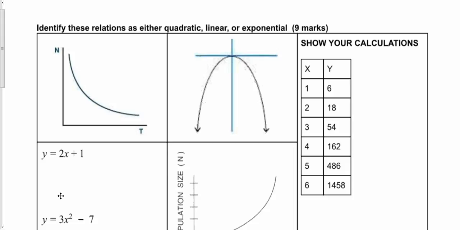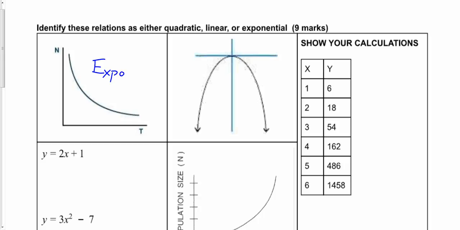So next thing that we'll review is identifying different types of relationships as either quadratic, linear, or exponential. If we look, we've got three actual pictures or graphs, we've got a table of values, and we've got some equations. So we know that if the graph is a line that starts vertical on one side and then ends up as horizontal on the other, that's actually going to be an exponential equation.